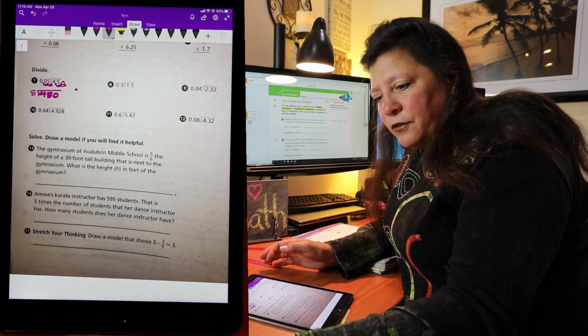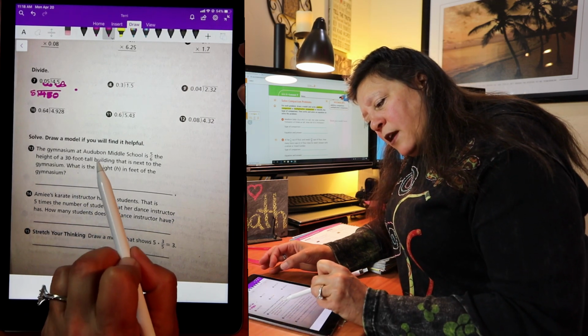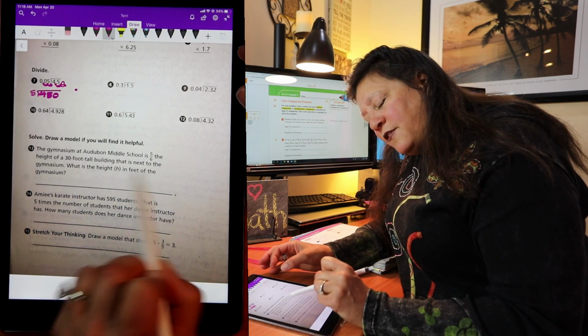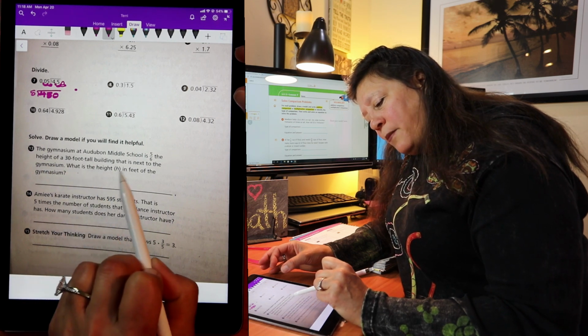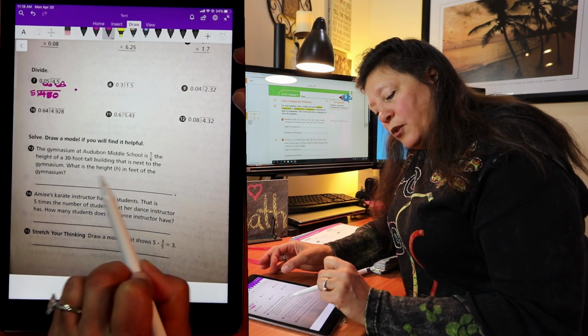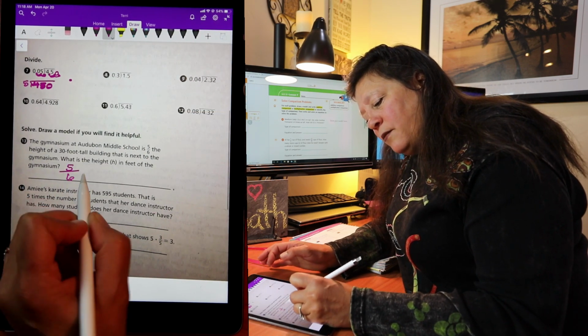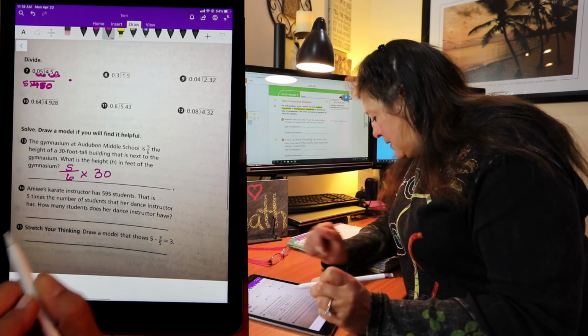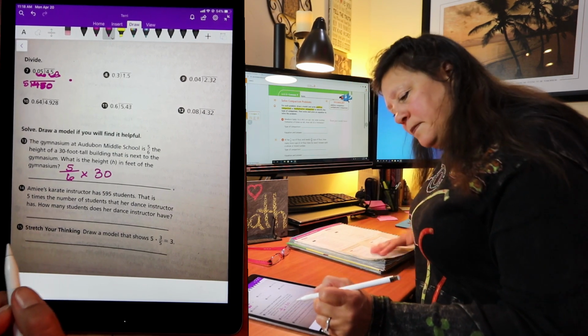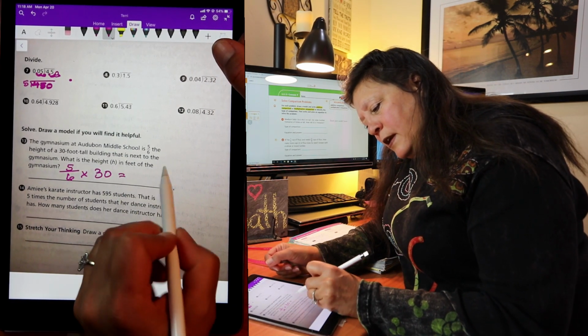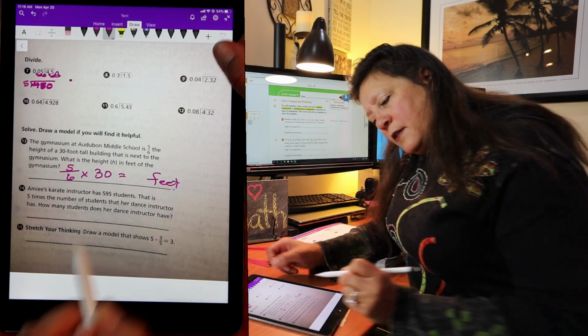And let's see here, 13. The gymnasium at Audubon Middle School is 5 1/6 the height of the 30-foot tall building that is next to the gymnasium. What is the height? So 5 1/6 of, which is times 30. All right. And your label is going to be feet.